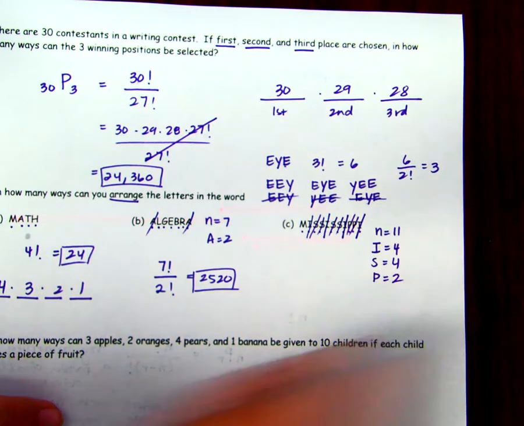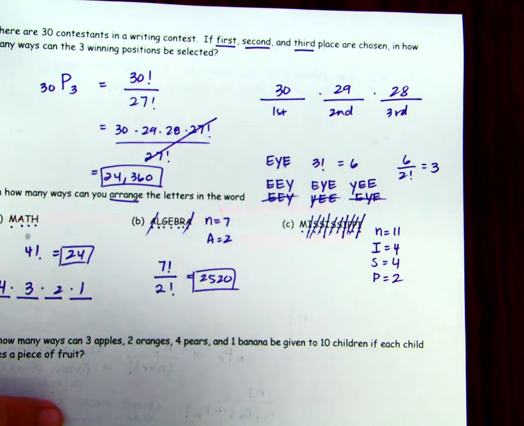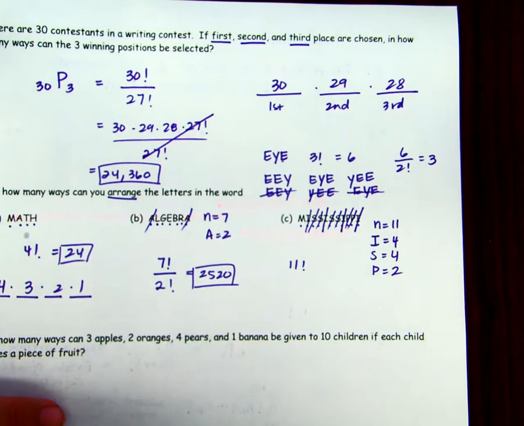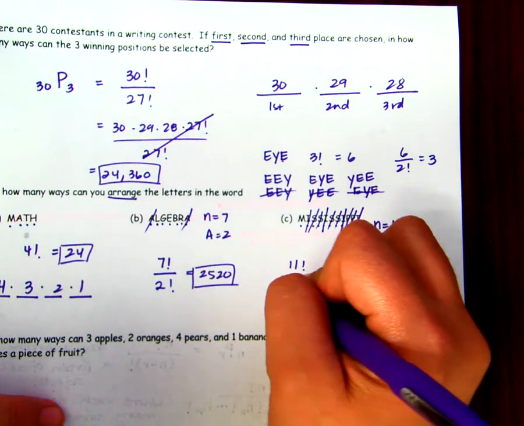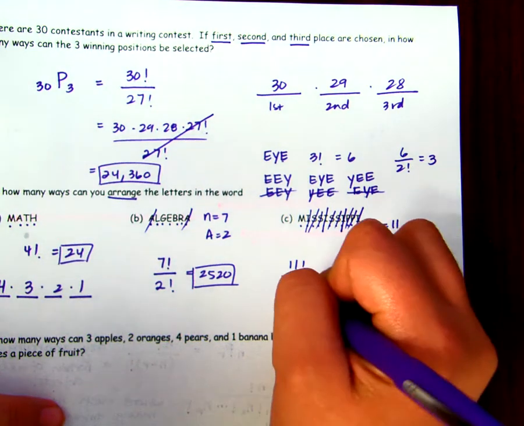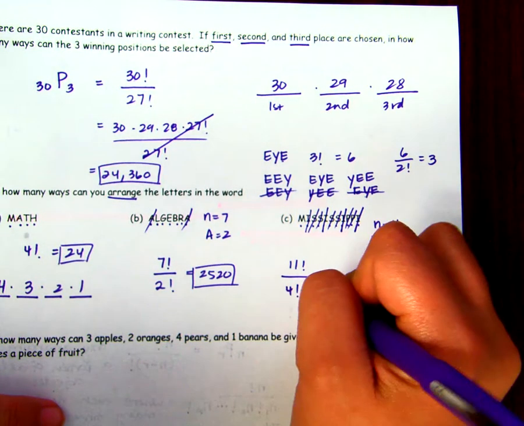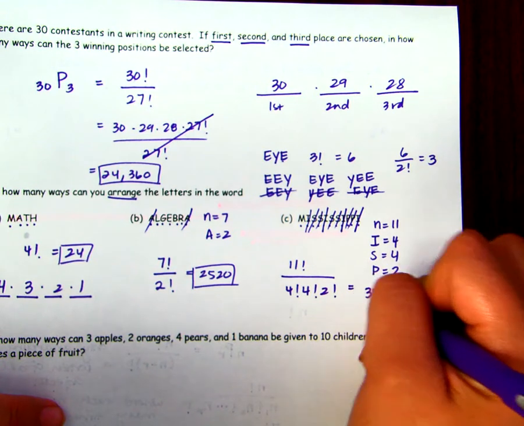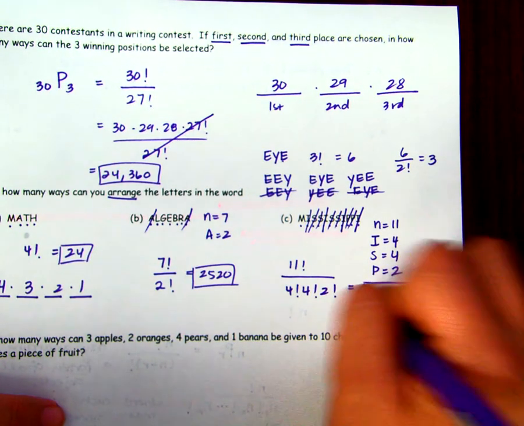There are 2 P's. So, in this case, there are 11 factorial ways, but if you just do 11 factorial, you're double counting. So I'm going to go ahead and divide out by all the letters that were repeated, and that will not make any new word just by moving it around. So 4 factorial for I, 4 factorial for S, and 2 factorial for P. And this will eventually give you 34,650.